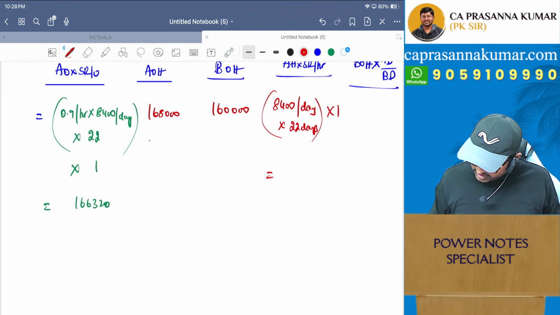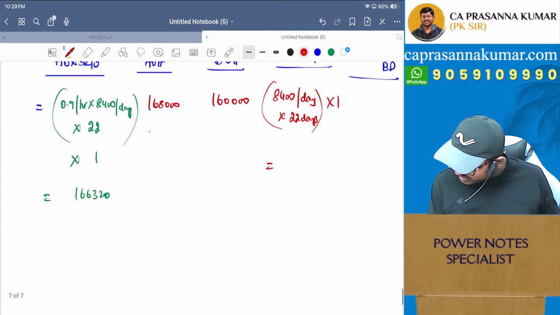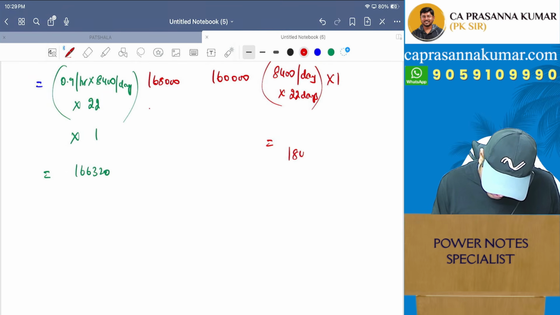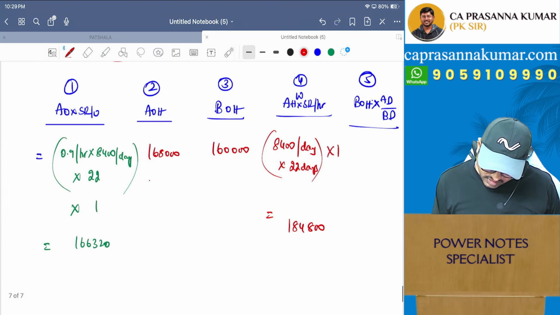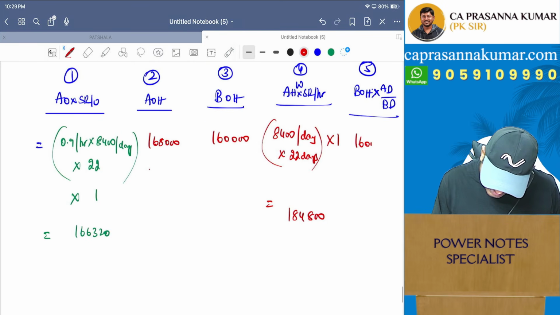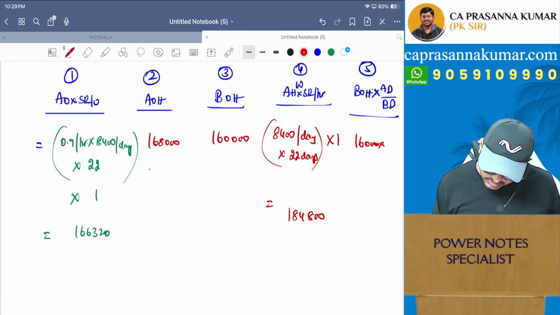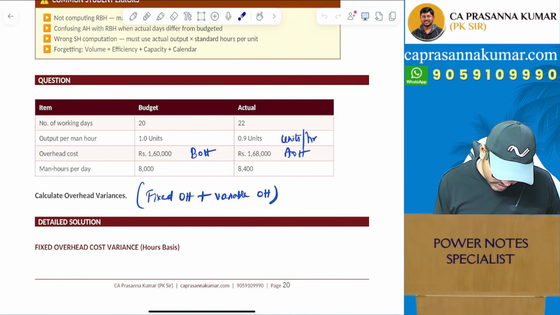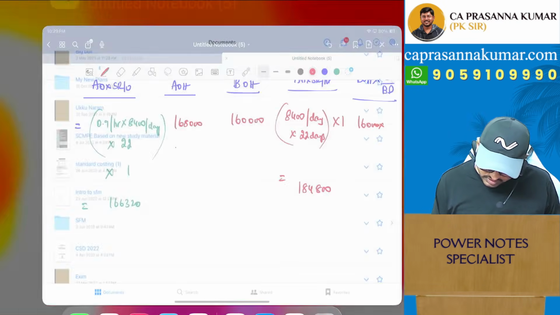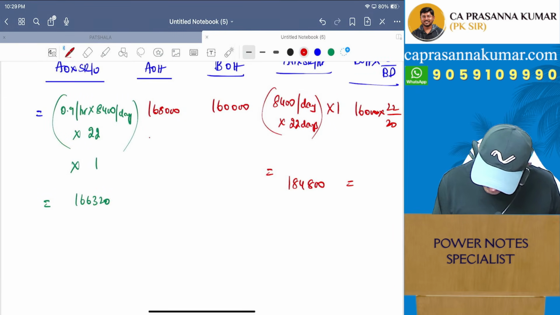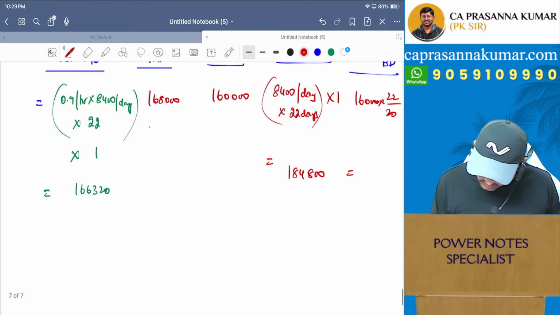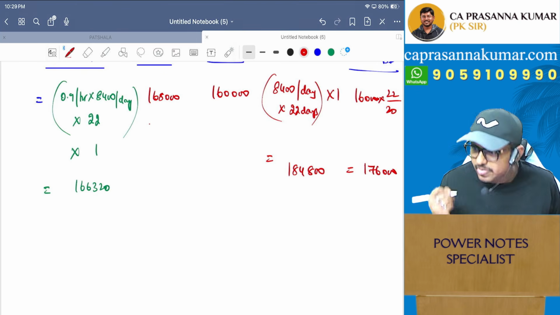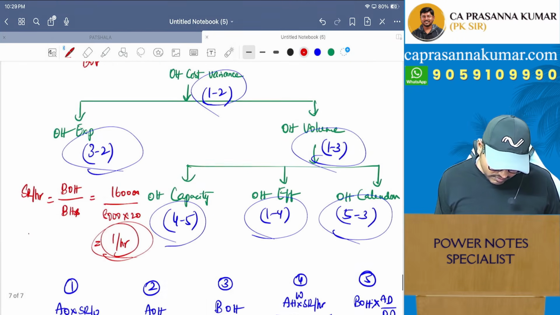Therefore, 8,400 in lakh 84,000. Got it? Last one, budgeted overheads. Budgeted overheads is 1,60,000 into actual days by budgeted days. What is actual days? 22 divided by budgeted days, which is 20. 1,60,000 into 22 divided by 20 is 1,76,000. Got it? Now we can have all the formulas.